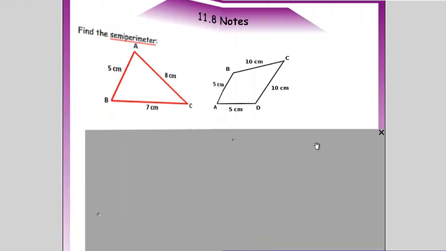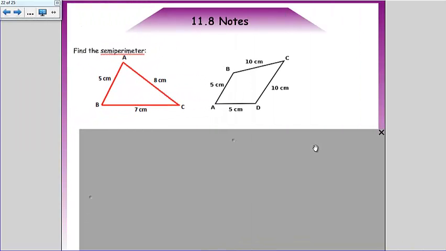Welcome to 11.8 Notes, the final section of the chapter. For your enjoyment and challenge today, we're going to have a new vocab word called the semi-perimeter. The semi-perimeter is exactly what you think it probably is, half of the perimeter. So to find it, you're going to find the perimeter of your shape and then just divide it by 2.